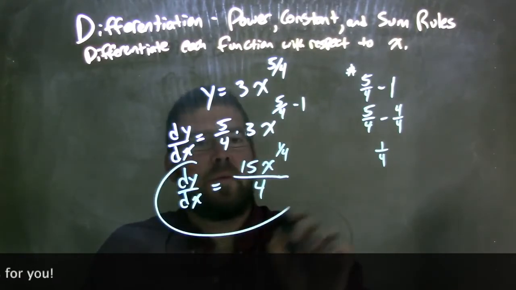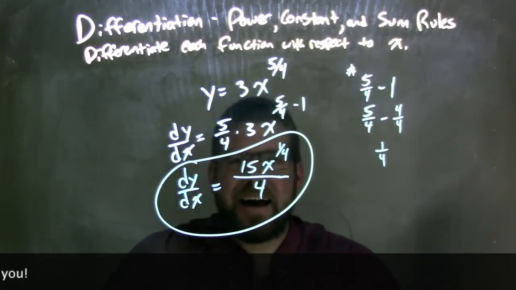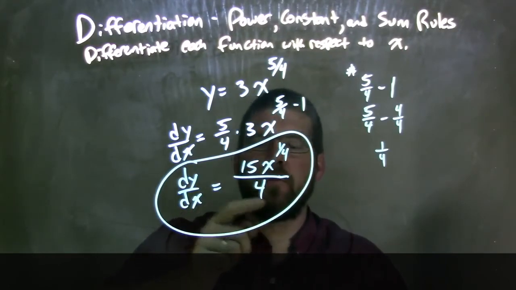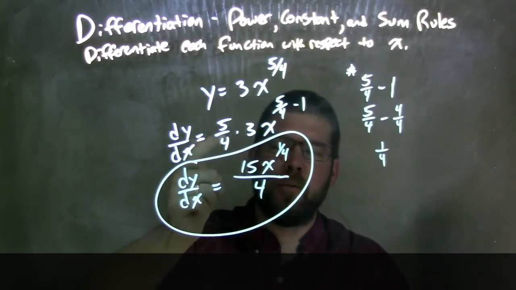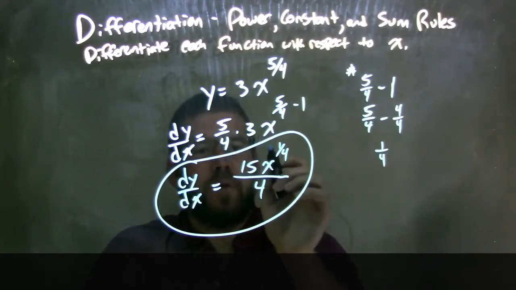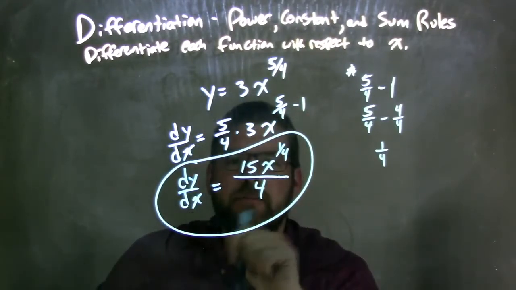But it leaves me with my final answer here of dy dx is equal to 15x to the 1/4 power all over 4. Remember that multiplied by 4, or that 1/4 right there. 4 goes underneath. So the 5/4, 5 times 3 is 15. 4 goes in the denominator, and there we have it.